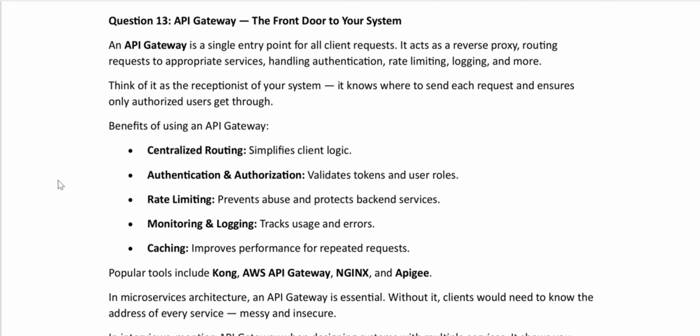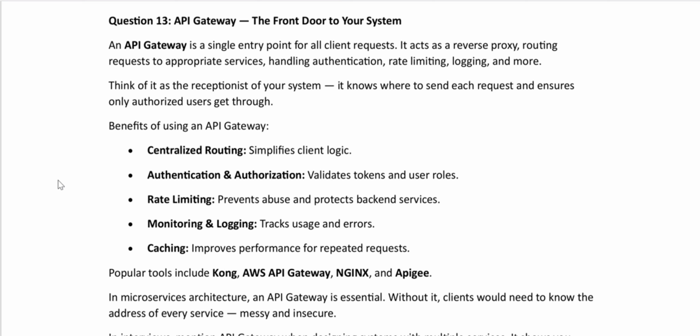Benefits of using an API gateway: centralized routing, simplifies client logic. Authentication and authorization, validating tokens and user roles. Rate limiting, prevent abuse and protect backend services. Monitoring and logging, track usage and errors. Caching, improve performance for repeated requests. Popular tools include Kong, AWS API Gateway, NGINX. In microservice architecture, an API gateway is essential. Without it, clients would need to know the address of every service.